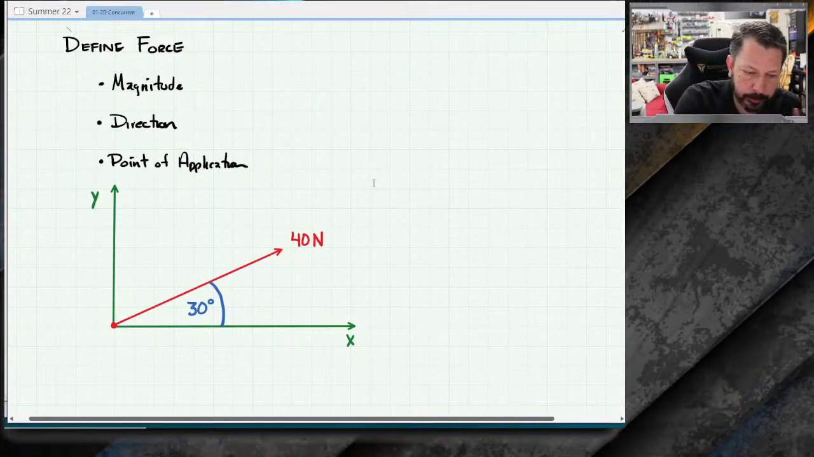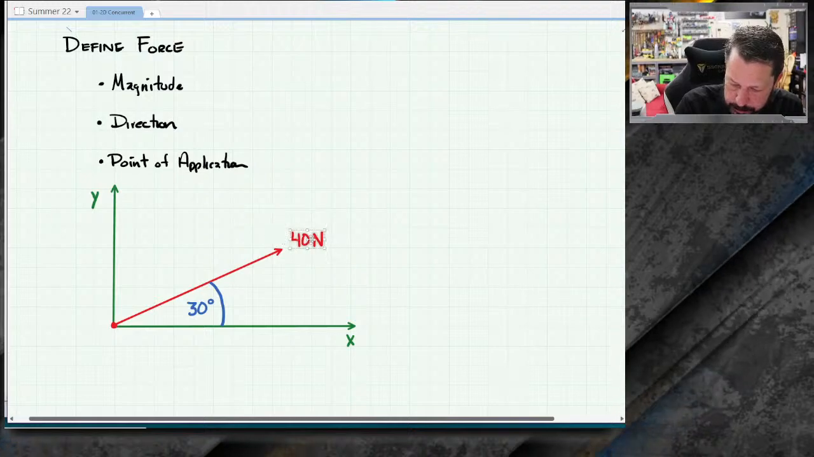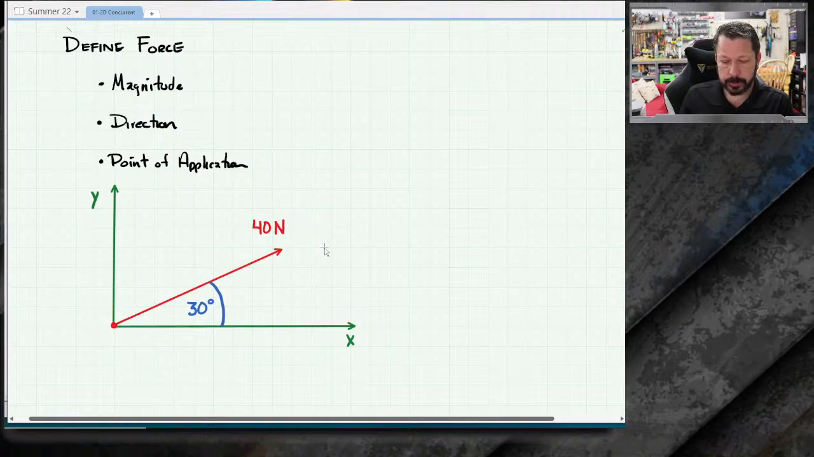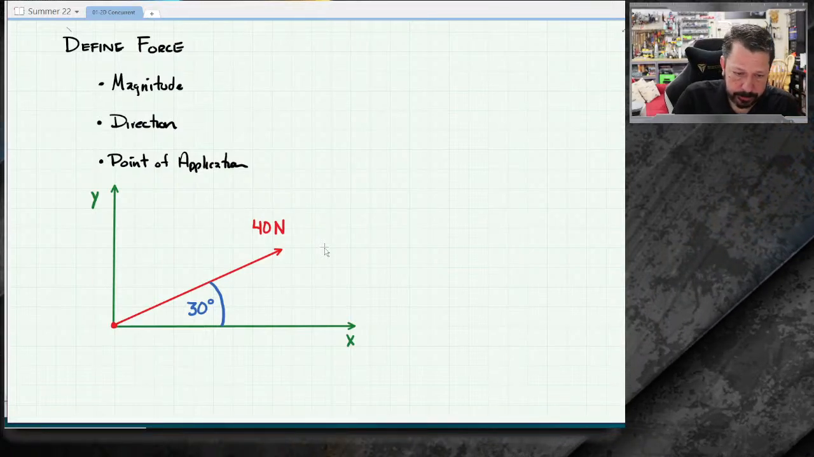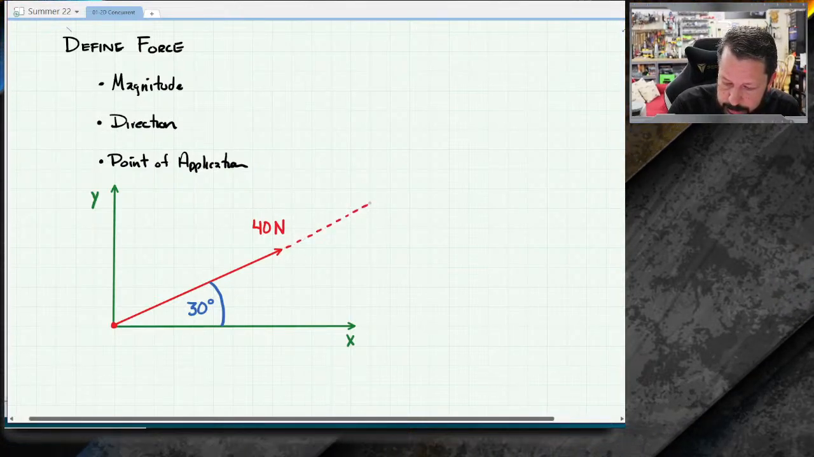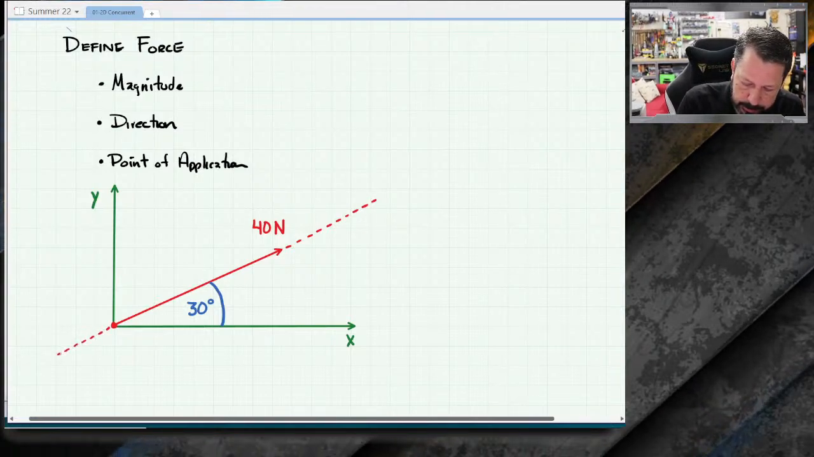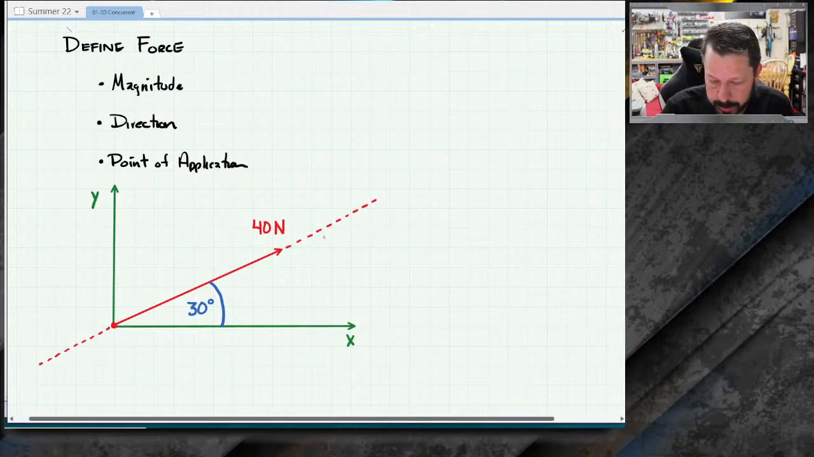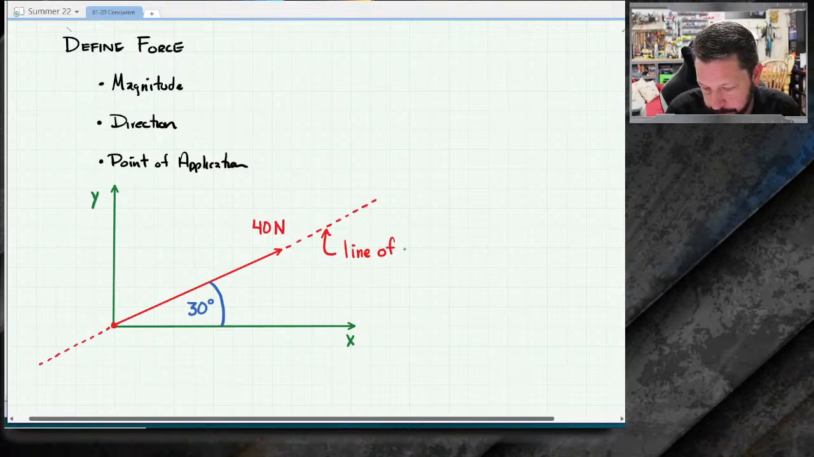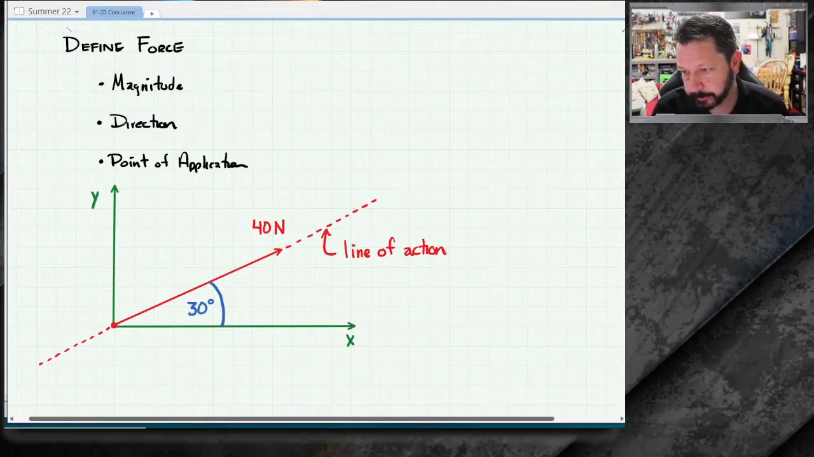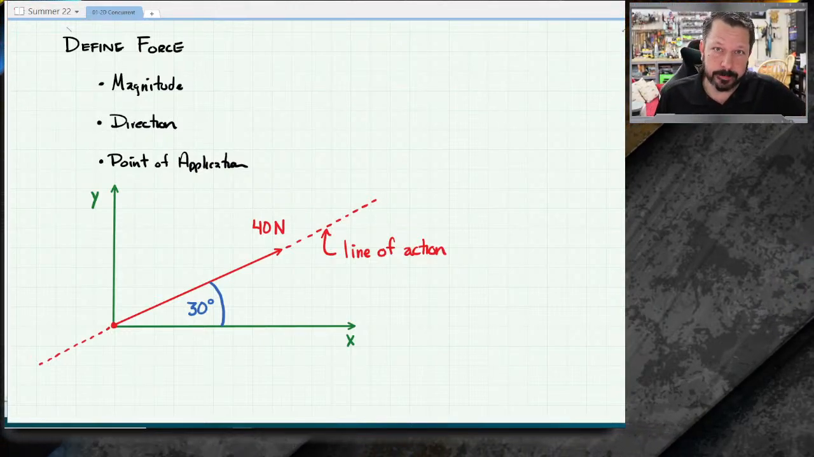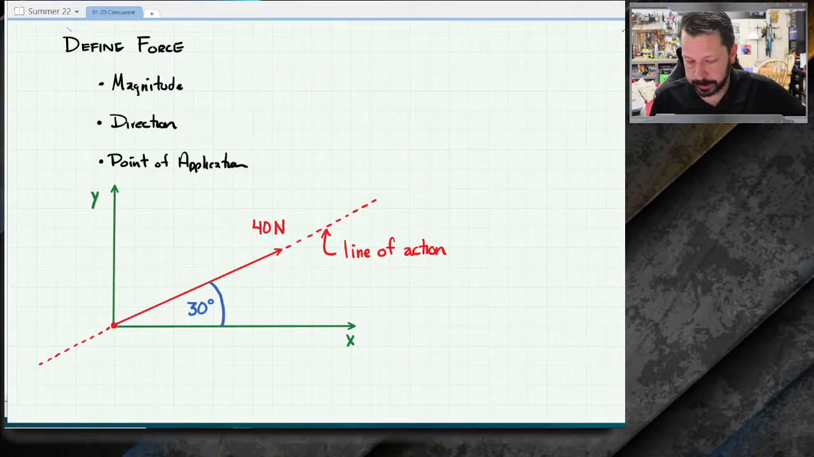Actually, we need to talk about one thing before we talk about concurrent forces. Let me move this over here so that we can do it. So this force vector that I've drawn has what's called a line of action. Its line of action would be like if I extended it pretty much indefinitely in both directions. That is what we're calling a line of action. That line of action is going to be useful when we start defining our idea of a concurrent force system.